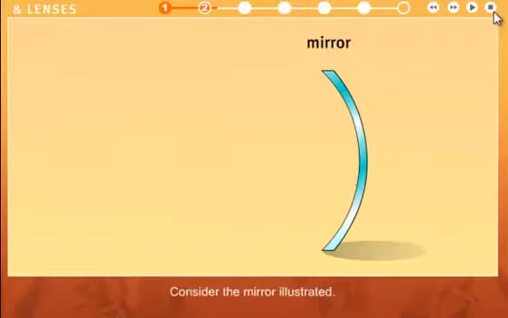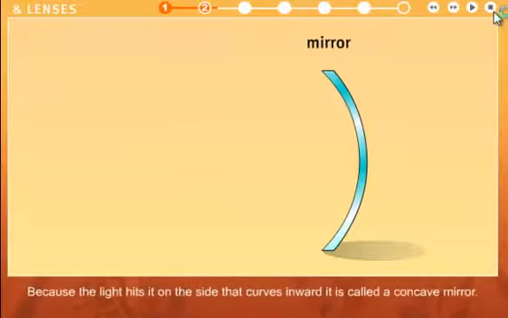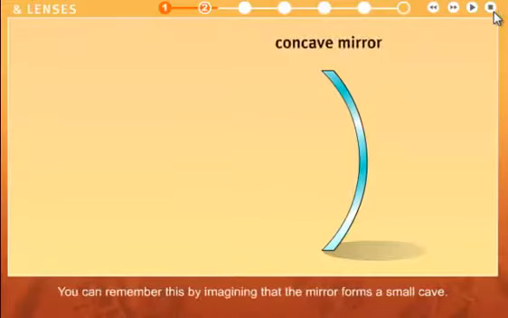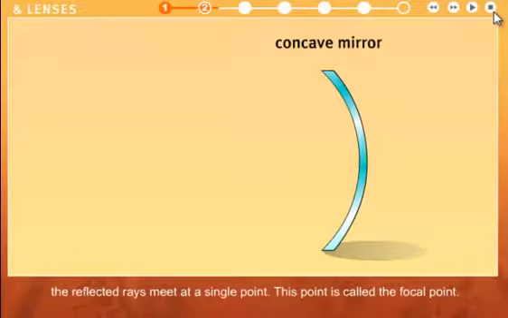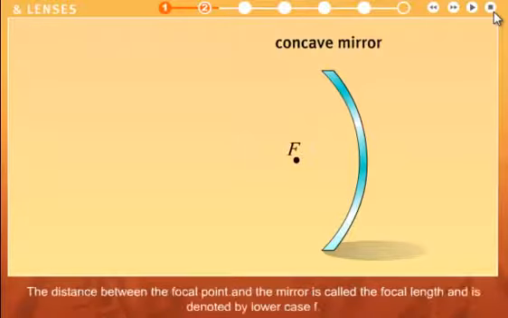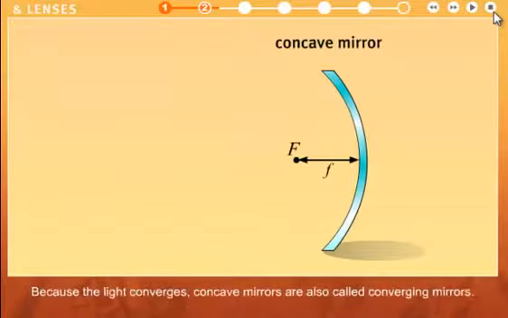Consider the mirror illustrated. Because the light hits it on the side that curves inward, it is called a concave mirror. You can remember this by imagining that the mirror forms a small cave. If the reflecting mirror is parabolic, when incident or incoming light rays that are parallel to the axis of the mirror are reflected by the mirror, the reflected rays meet at a single point. This point is called the focal point. The distance between the focal point and the mirror is called the focal length and is denoted by lowercase f. Because the light converges, concave mirrors are also called converging mirrors.